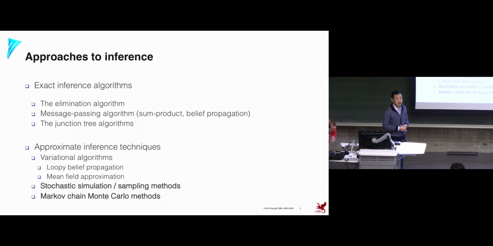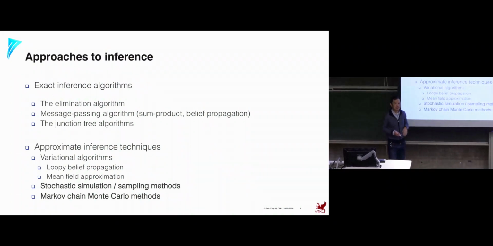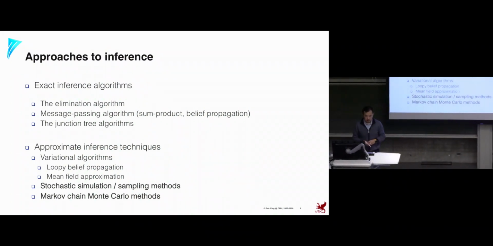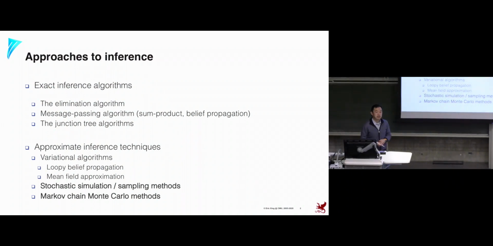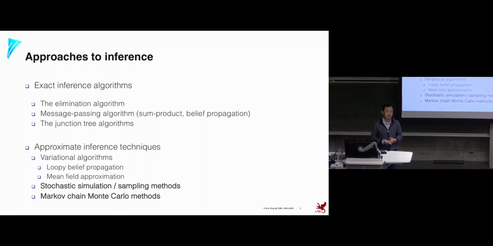And then, if the graph becomes too big, too complex, there are a couple of variational inference methods. And until now, we are here. We went through two variational inference methods. One is known as the mean field. The other is the loopy BP, right? They were each a method to turn the inference problem into an optimization problem.